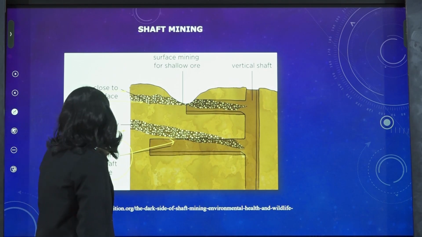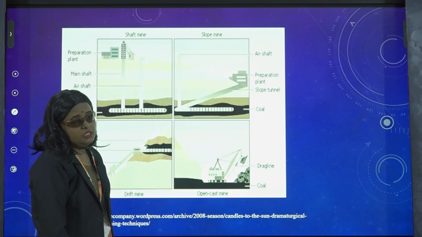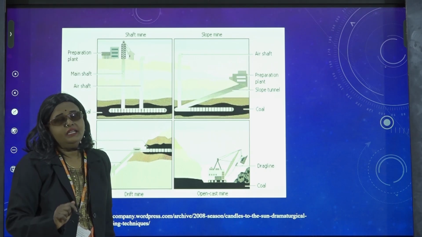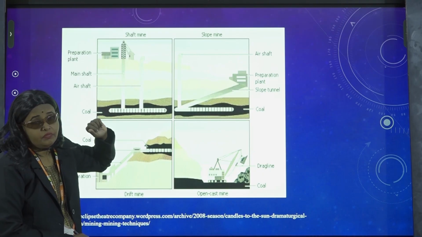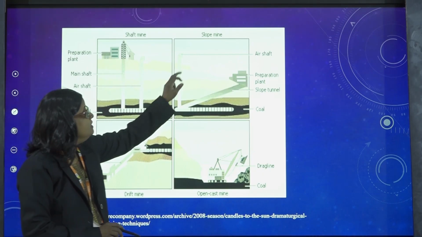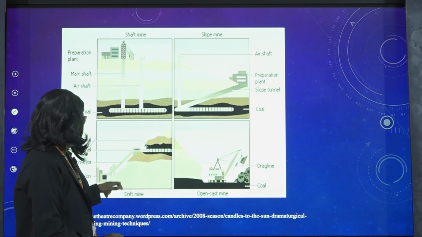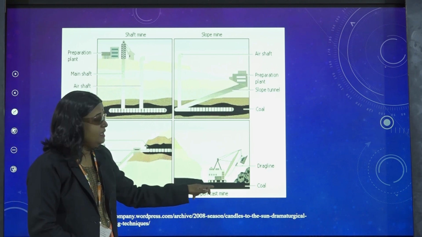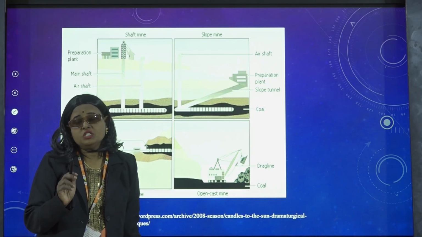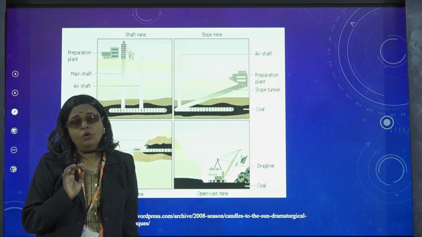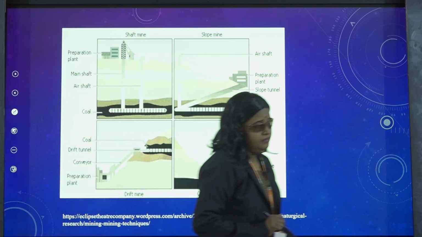Is it okay? So, now coming to the other one. In this picture you can clearly see the shaft mine, the first picture, slope mine, second picture, drift mine, open cast mine. I told the student, open cast mine means open pit mining only. Is it clear?